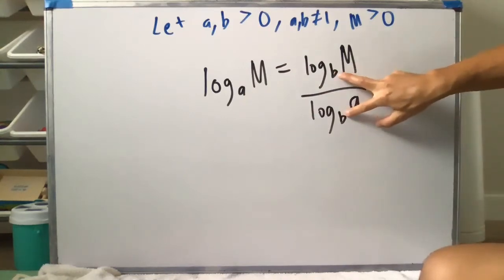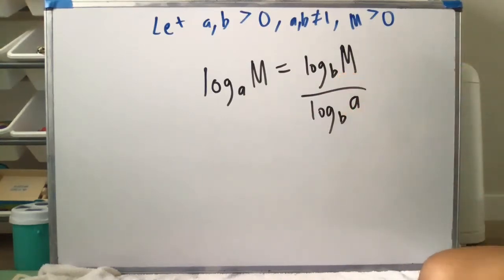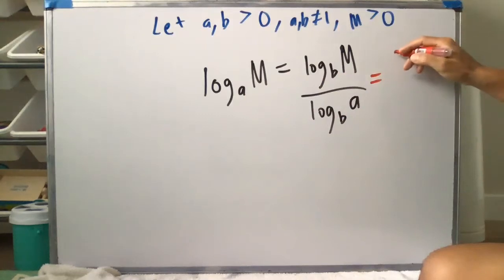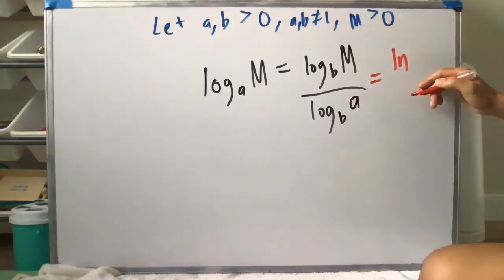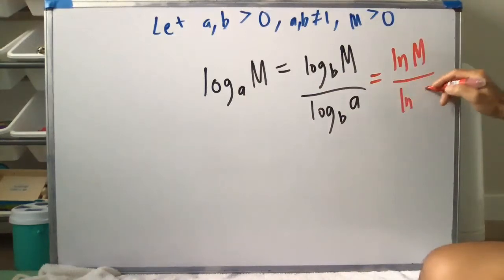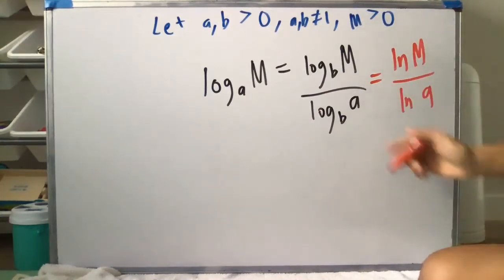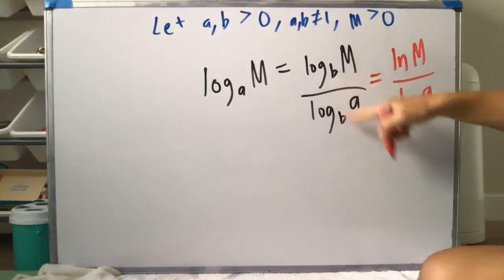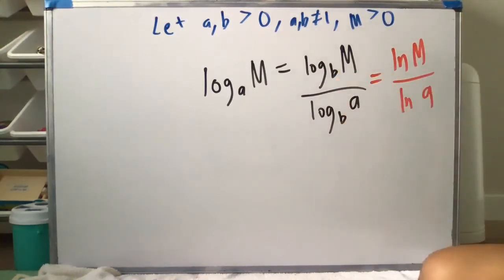And this log base B could be any log. So what I like to typically think is you could replace that with the log base e, or ln of M over ln of A. But this could be any base. So you could do the common log if you want to, just regular log base 10 of M over log base 10 of A. You can take your pick, whatever you want. It's going to work regardless. Okay, so that's the statement of the theorem.